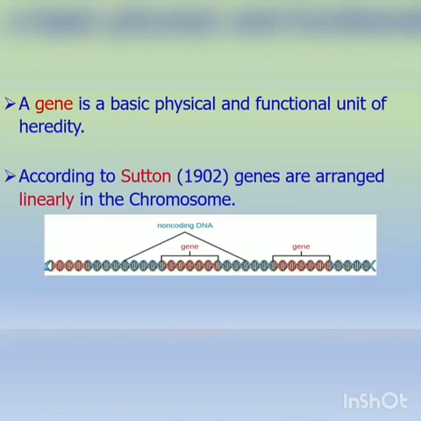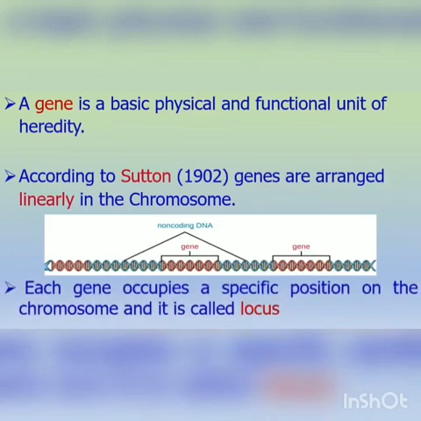The genes are not scattered in the chromosome, but they are arranged linearly, orderly, in a straight line in a chromosome. You can see in this picture the genes are arranged, that red colored part. So these genes are arranged in between the non-coding DNA. So the genes are arranged linearly in a chromosome. It is a main important property of the gene. So it looks like beads on a string, and each gene occupies a specific position on the chromosome.